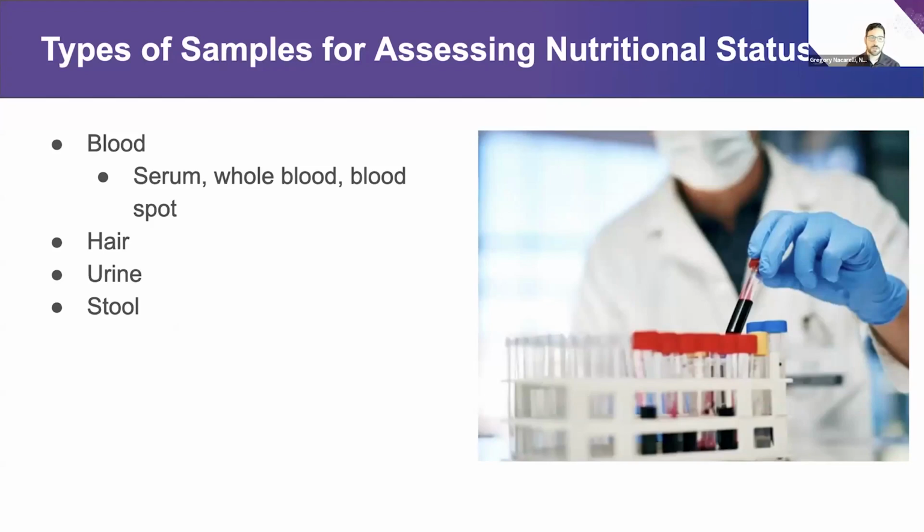Labs can help us assess for nutritional status. There's many different types of labs. You can look at the blood, you can look at the hair, you can look at urine, and you could look at stool. There's probably other things that you could test, but these are some of the main ones.